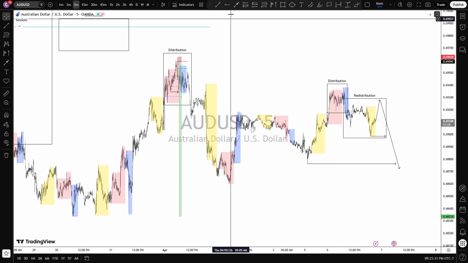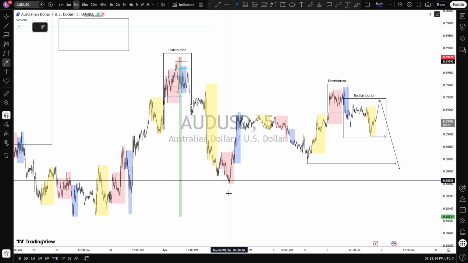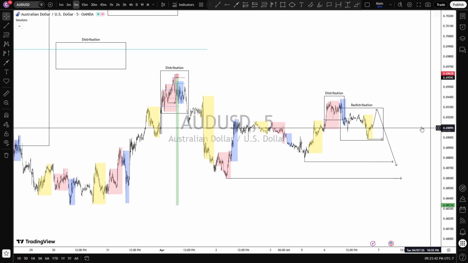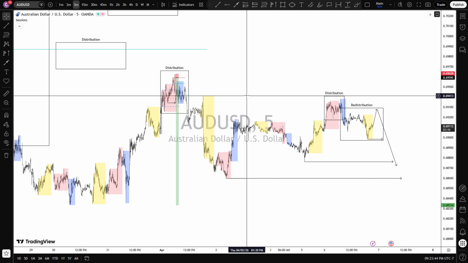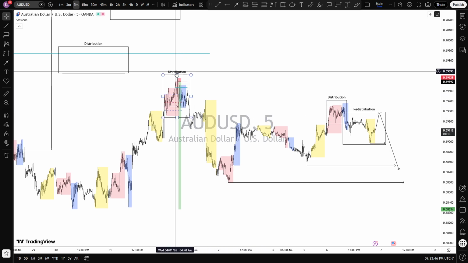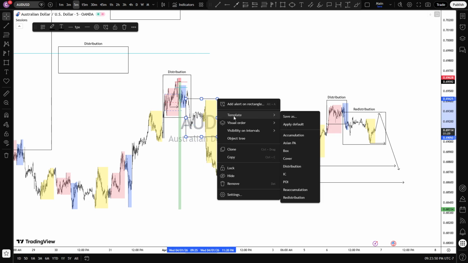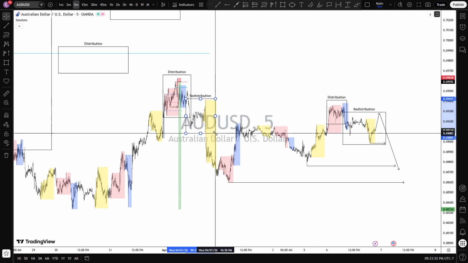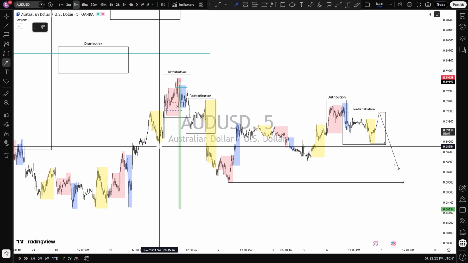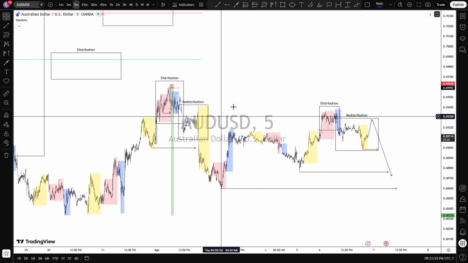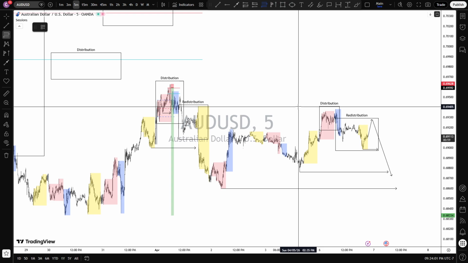Or obviously ideally we confirm the larger redistro, because it is still following order flow of this redistro. We had this distribution, we had this mitigation of this, which then broke this piece of order flow, and then we distributed out of it.